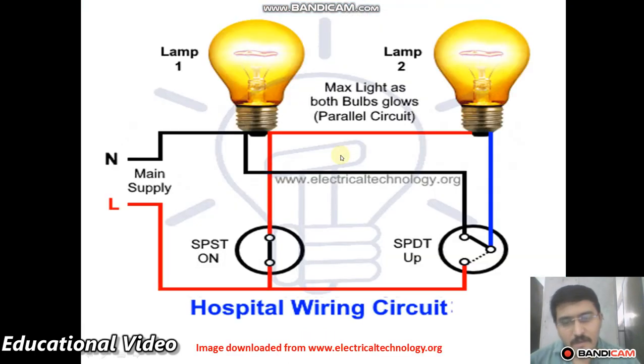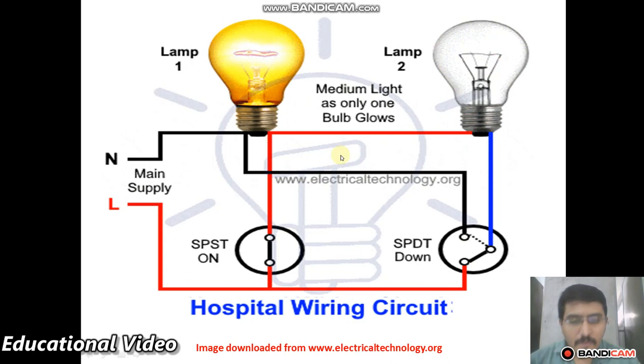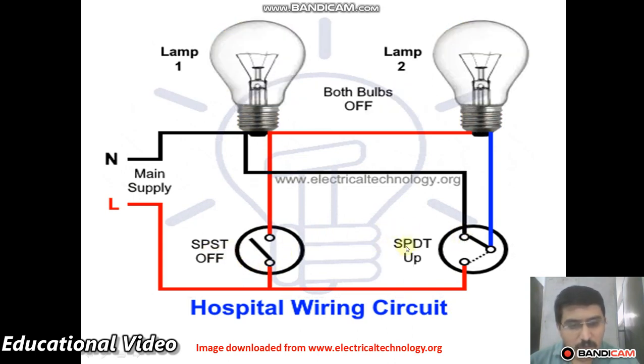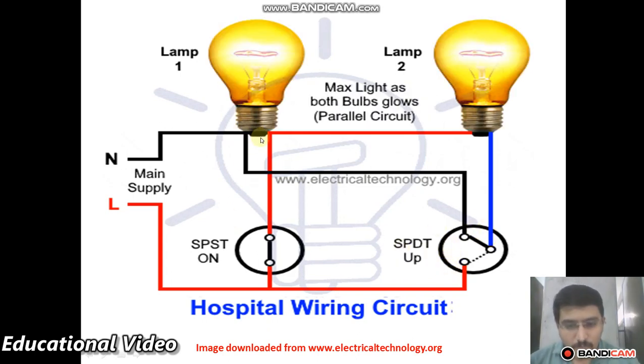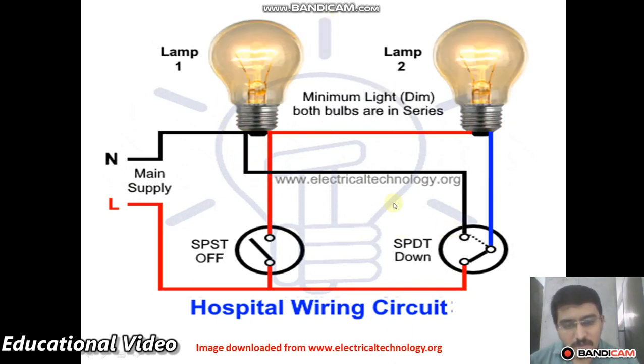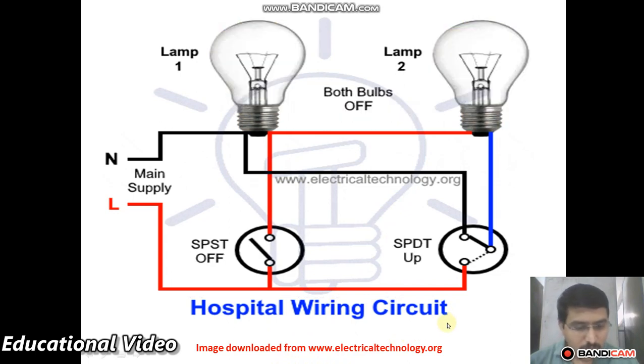Then this is the picture of our connection wiring circuit of hospital wiring. In this type of connection we are going to use the SPST switch, that is the single pole single throw switch, and the single pole double throw switch. Maybe this is treated as a two-way switch. In this hospital wiring there are possibilities: lamp bright, lamp dim and lamp off. These connections are made as shown. I have taken this image from the electricaltechnology.org website.